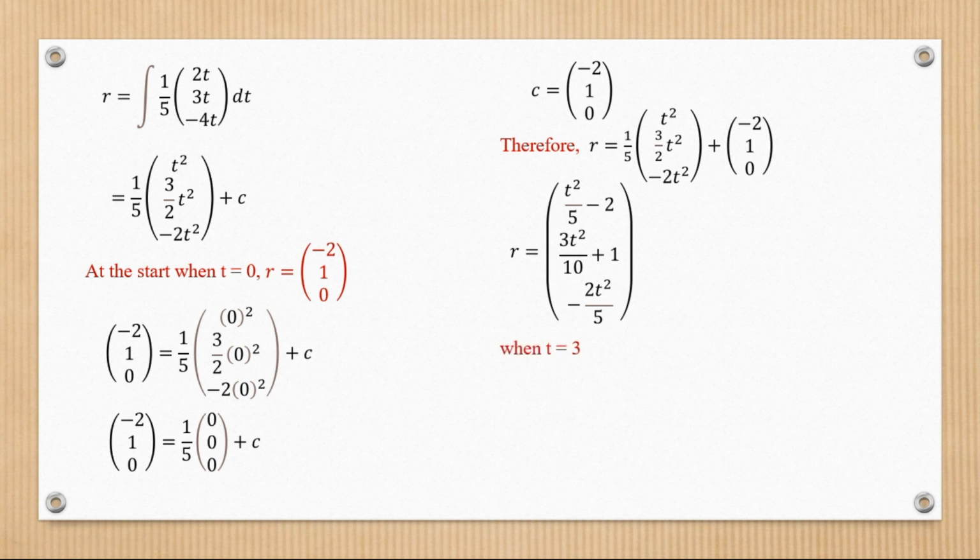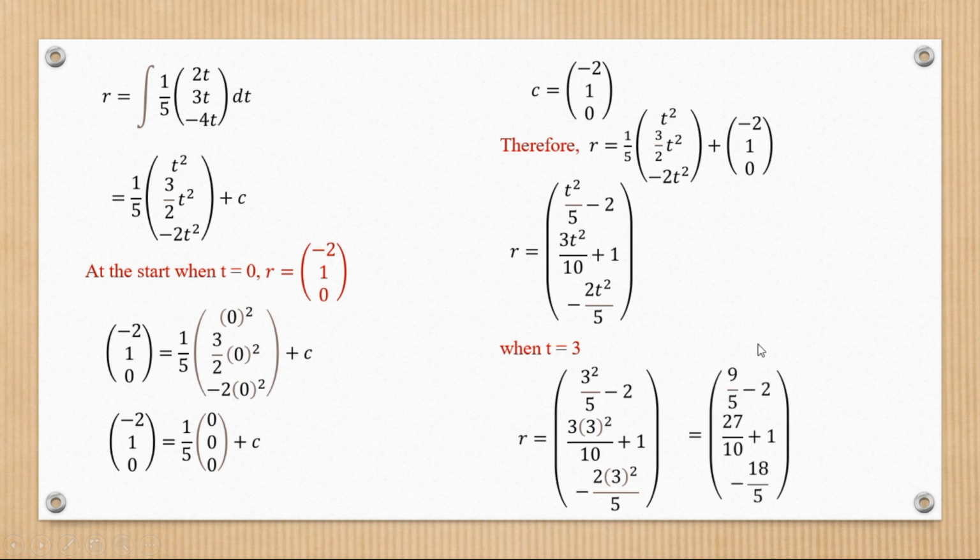So when t is 3, because we've been asked for the displacement when t is 3, we're going to have r being equal to that. So now when we solve this, we're going to have 9 over 5 minus 2 at the top, 27 over 10 plus 1, then negative 18 over 5, of which I'm going to have it this way. So my answers are negative 1 over 5, 37 over 10, and negative 18 over 5.